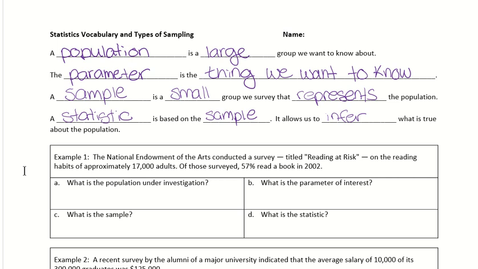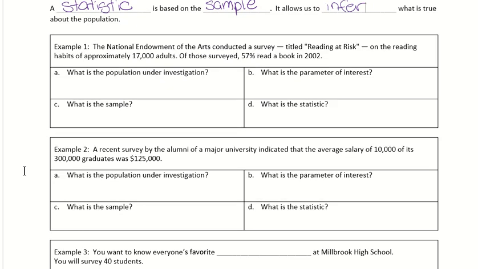So here's an example. The National Endowment of the Arts conducted a survey called Reading at Risk on the reading habits of 17,000 adults. Of those surveyed, 57% read a book in 2002. So, the National Endowment of the Arts, by virtue of being national, wants to know about everyone in the country. So, all adults in the nation. But since it's not possible for them to talk to all the adults in the nation, they pick a sample, a representative group of 17,000 adults.